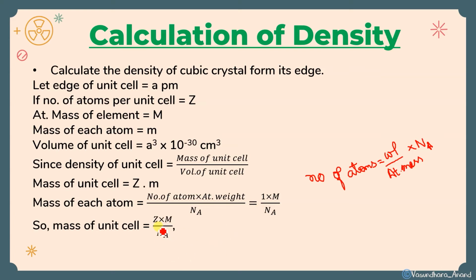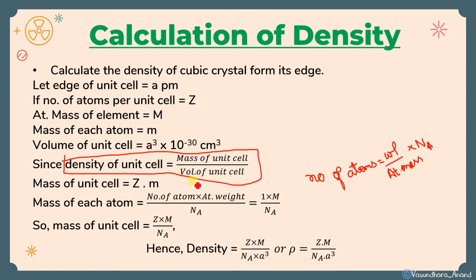Now we have the mass of the unit cell, Z into M upon Na, and the volume of the unit cell, a cube. Just put this in and you will get density is equal to Z into M upon Na into a cube. Got it? This a must be in picometer. If you are doing it in centimeter cube, what you have to do is 10 to the power 30 will come up as a numerator. The unit will be gram per centimeter cube.